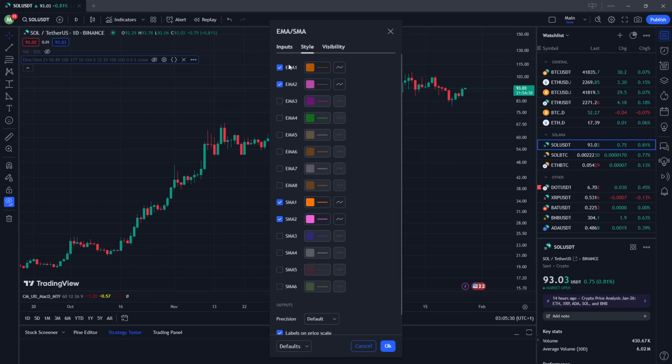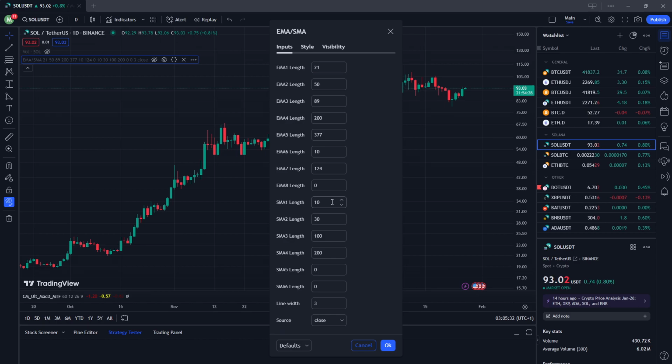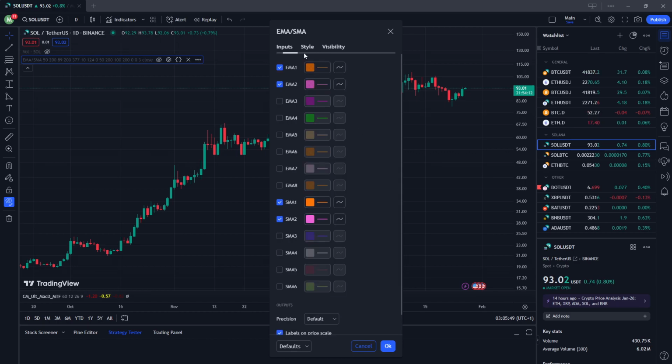So, for example, the SMA1 is 10. I like to make it quite a little bit bigger, like 5, and the other one 200. So it's very long term. And the same I like to do for this, 50 and 200. And the other ones don't matter because I disabled them. You can also give them colors, so I gave them 2 nice colors to identify them by.